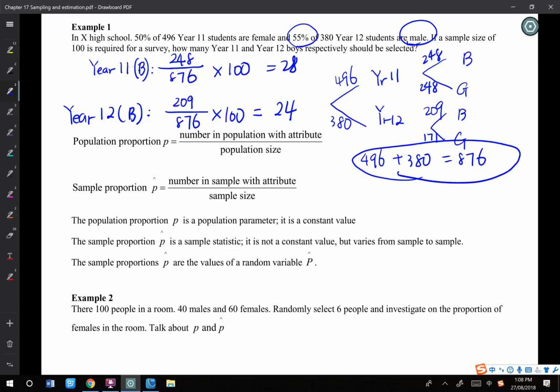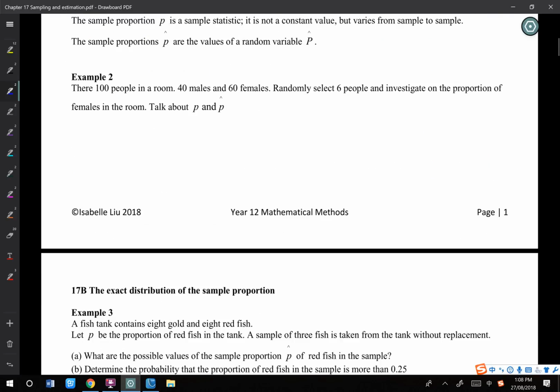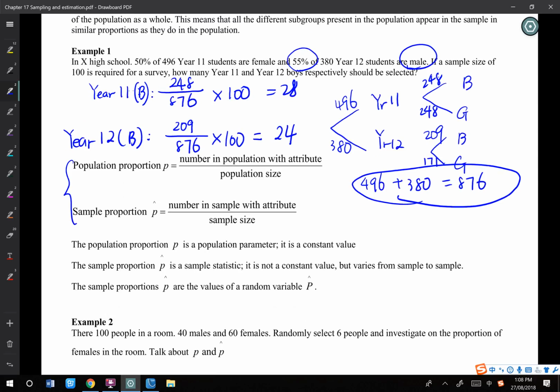All right, next thing I want to talk about is really important. There's a population proportion and a sample proportion. They are two different things. So what's a population proportion? A population proportion is the actual proportion of something in the population.